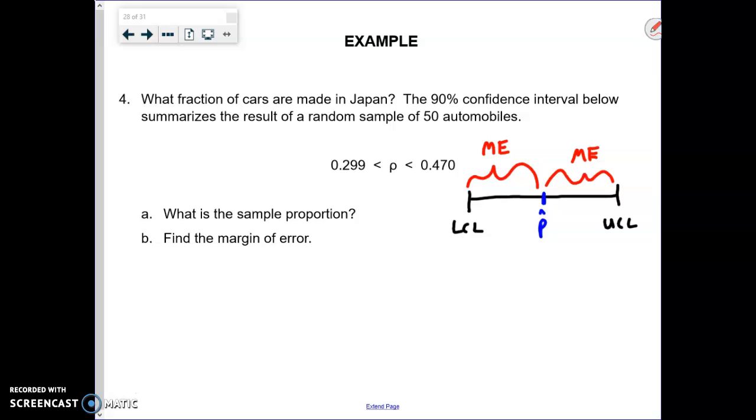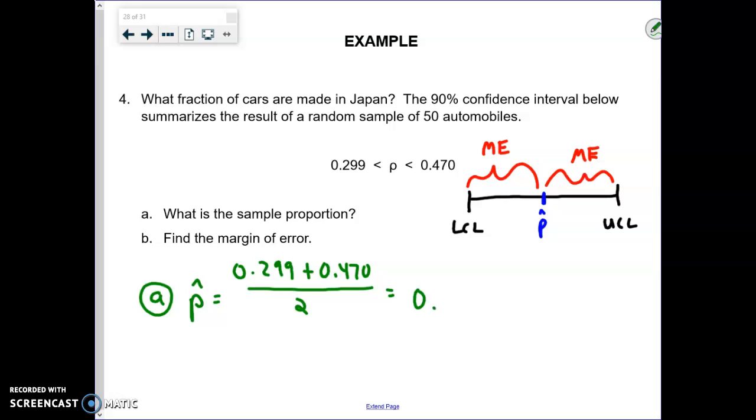So setting this up, it's not really too hard to find, but if you want to find p hat, the sample proportion, then it's just the average of your lower and upper limits. So go ahead and take your lower limit, add them together and divide by 2, and if you do that, you should get 0.3845. So that right there is p hat. That's the sample proportion. Okay?